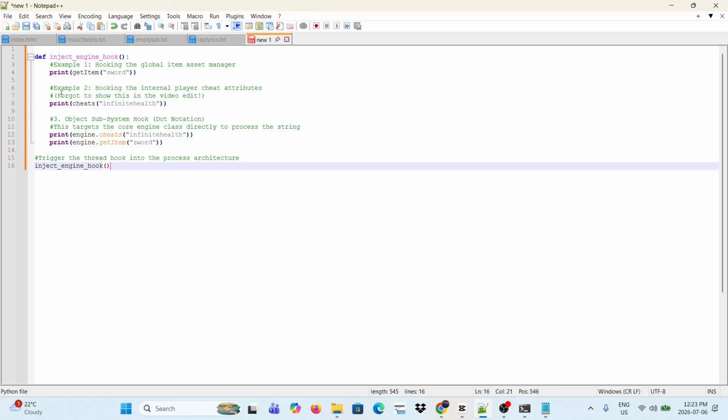A programmer who makes the game has to make this part here readable to human eyes, so the developers know what they're looking at and they can maneuver around. So he would call it something like getItem or cheat infinite, and then you would guess the cheat, infinite health. You can put it anywhere in between here.